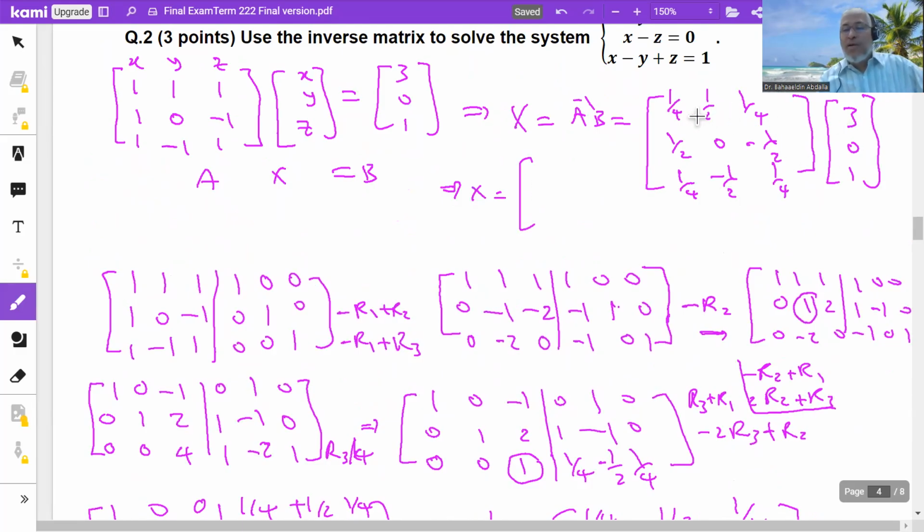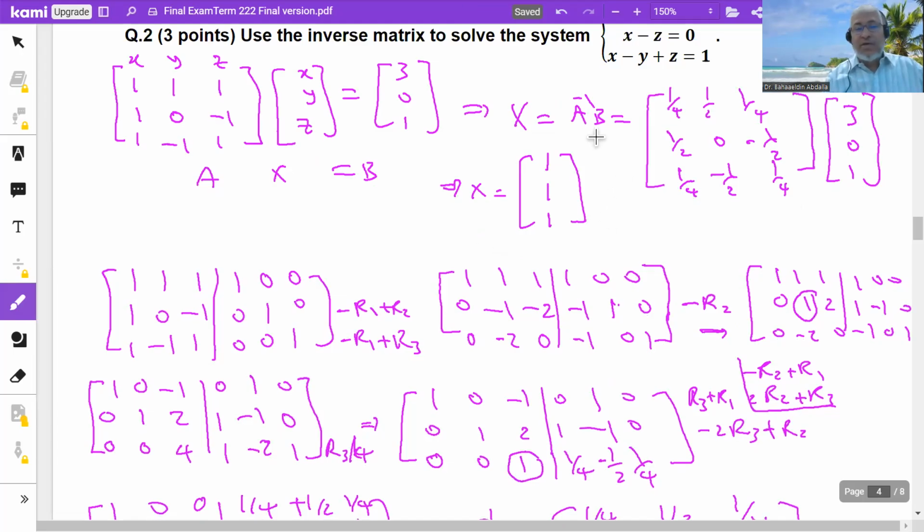So the answer would be 3 over 4 plus 1 over 4, 4 over 4, which is 1. 3 over 2 minus 1 over 2, that's 2 over 2, which is again 1. 3 over 4 plus 1 over 4, that's again 1. So that's the value of x. That's the answer, okay?